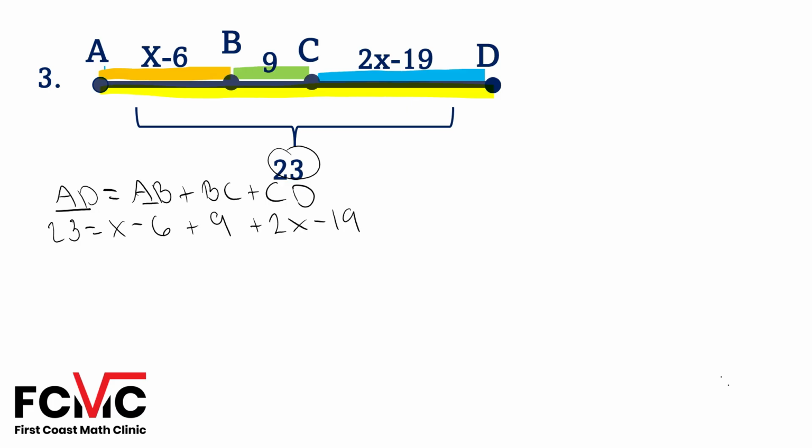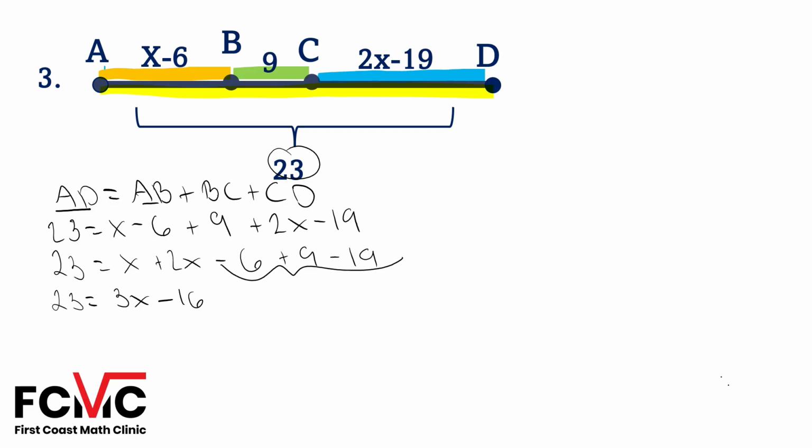So now let's group our like terms together. So we're going to get 23 equals x plus 2x minus 6 plus 9 minus 19. And we're going to get 23 equals 3x. And when we simplify this, negative 6 plus 9 minus 19, we're going to get negative 16. So let's keep solving this for x.